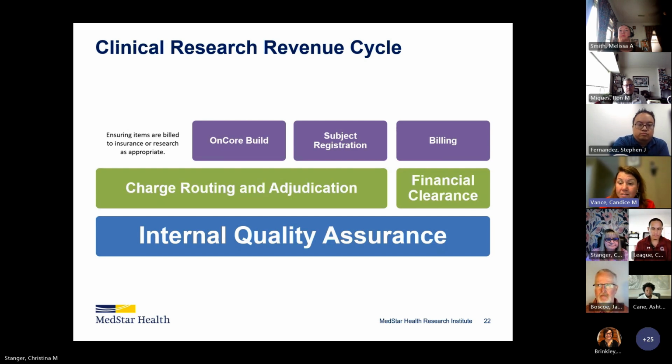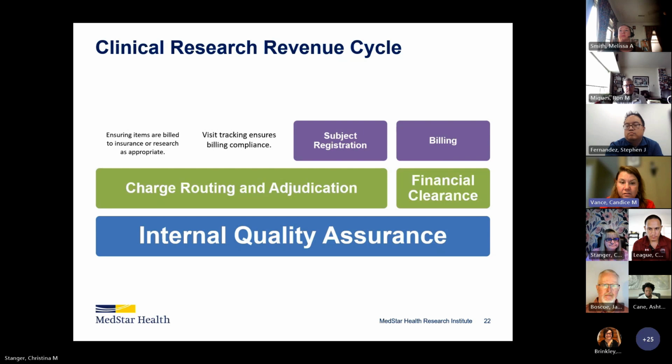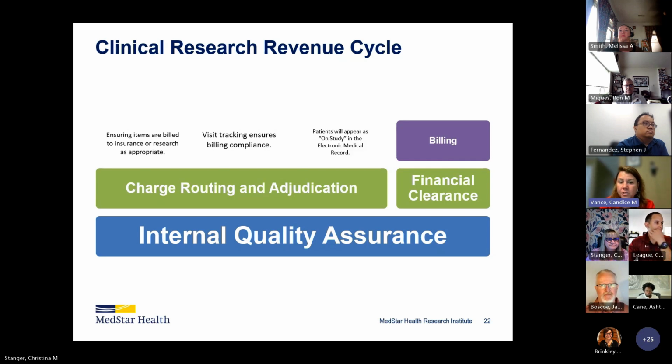So in order to make sure we're staying compliant, we need to build this out in Encore, which is our clinical trial management system. Tracking our visits ensures billing compliance. We don't know that things are happening all across MedStar Health unless we have a central system where research teams can input those visits. In order to do that, we can make sure that the subjects are registered properly. So the patients will appear as on study in the electronic medical record when they are entered into Encore. There is an automated interface that tracks into our electronic health record and will help ensure patient safety as it relates to research. This will also help us in billing compliance.